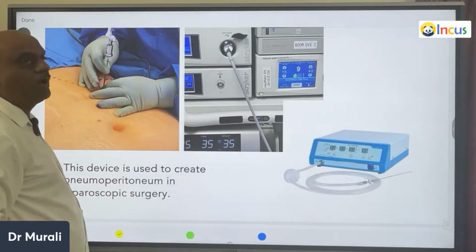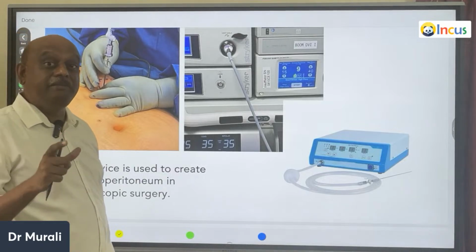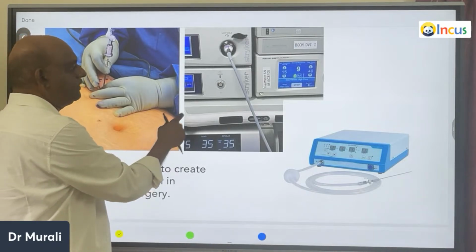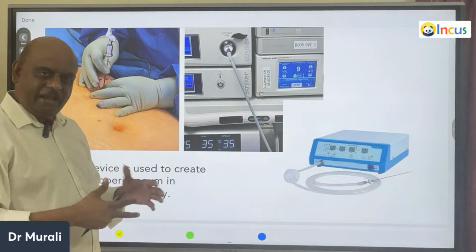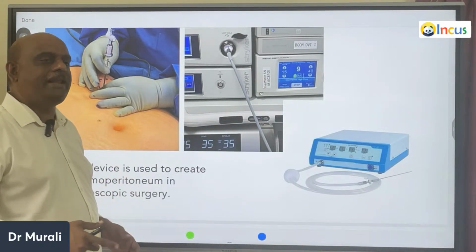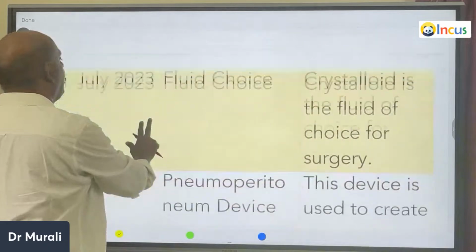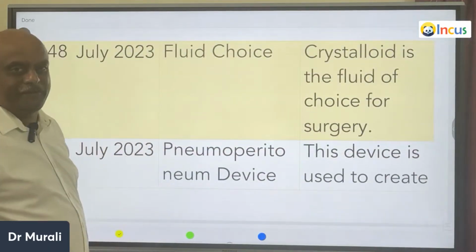So once more, Mallampati classification is for airway difficulty. And what is this device? A lot of times examiners will give you an image-based question. This is the device to introduce carbon dioxide to insufflate the abdomen whenever you are doing a laparoscopic procedure, to create the pneumoperitoneum.